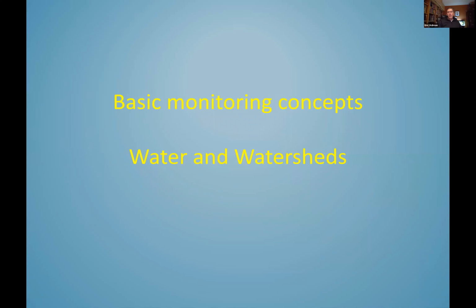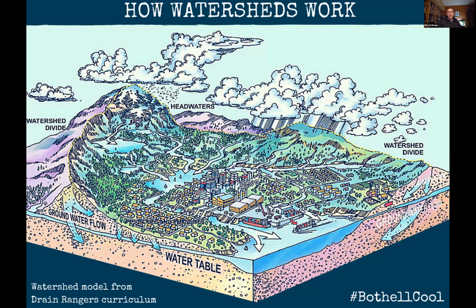All right, we're going to move on to basic monitoring concepts. So the first concept is a watershed. Probably most of you are familiar with this concept, but essentially a watershed is an area of land that drains to a stream or to a water body. If you take the high point along the ridgeline surrounding an area, all that flows into a given point. That's the watershed.